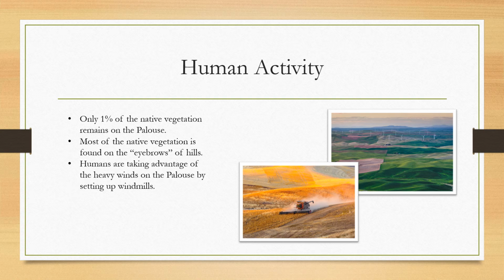Human activity on the Palouse is seen everywhere as we are taking advantage of the rich, lush soil. Only 1% of the native vegetation remains on the Palouse, which is found in the eyebrows of the hills where agriculture is not viable. Due to the area's heavy winds, humans have also started to construct windmills to harvest renewable energy.